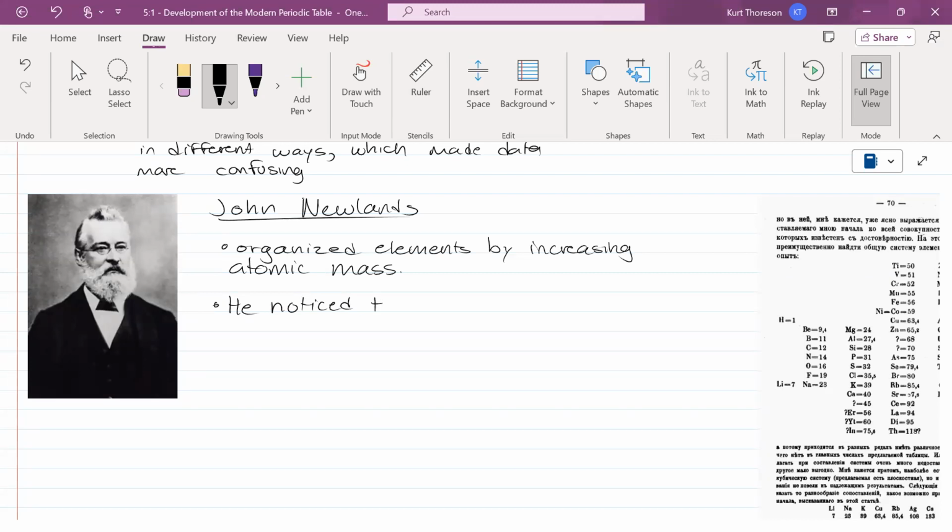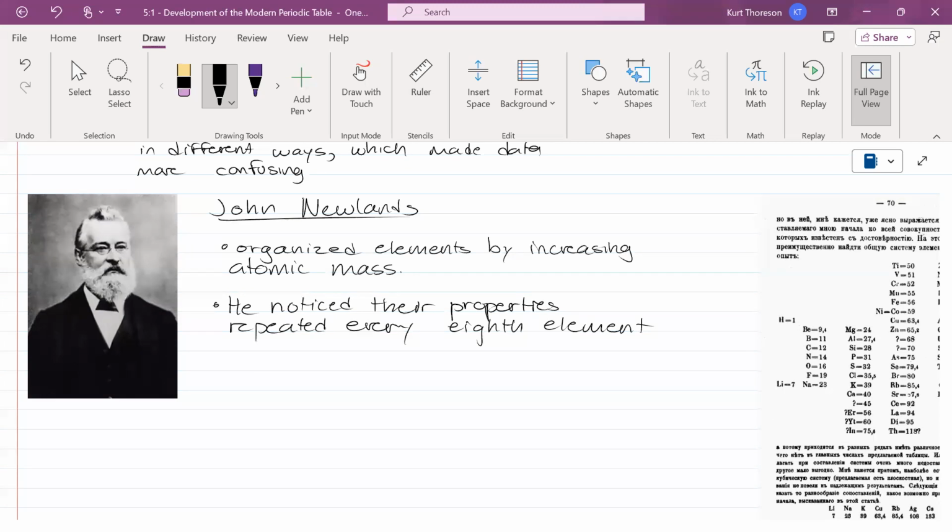He noticed their properties repeated every 8th element. So he went 1, 2, 3, 4, 5, 6, 7, 8, start over. 1, 2, 3, 4, 5, 6, 7, 8, start over.